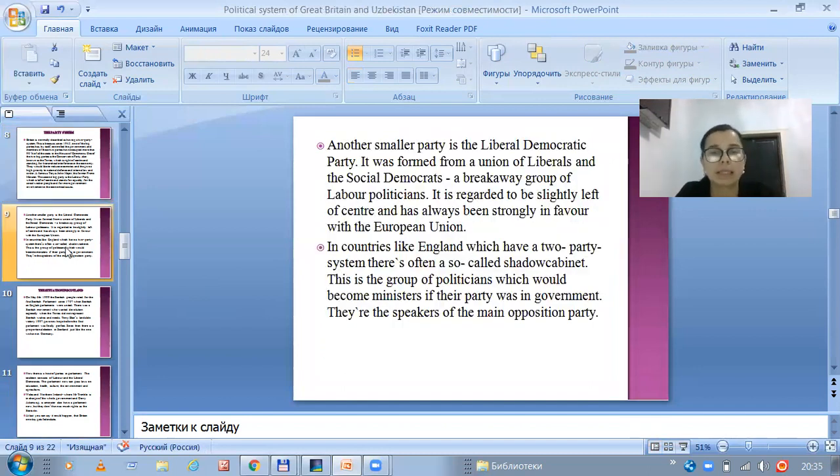Another smaller party is the Liberal Democratic Party. It was formed from a union of liberals and social democrats, a breakaway group of Labour politicians. It's regarded to be slightly left of center and has always been strongly in favor of the European Union.